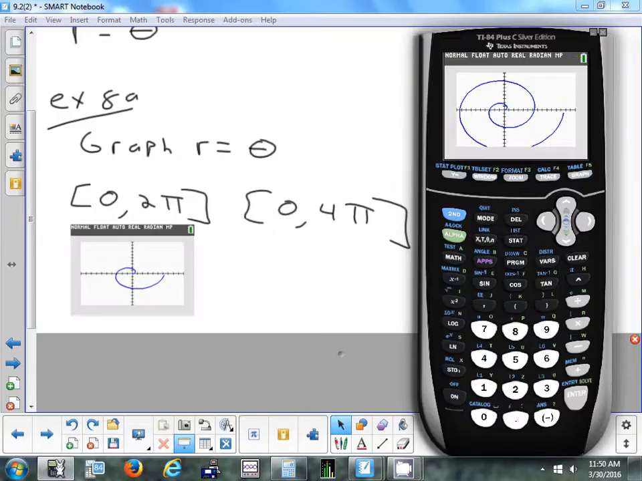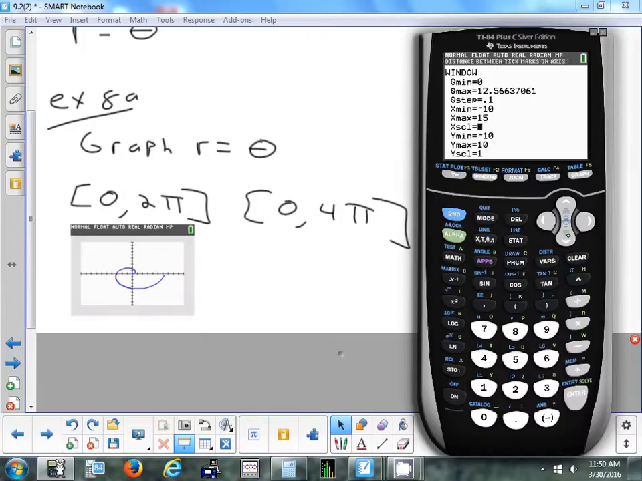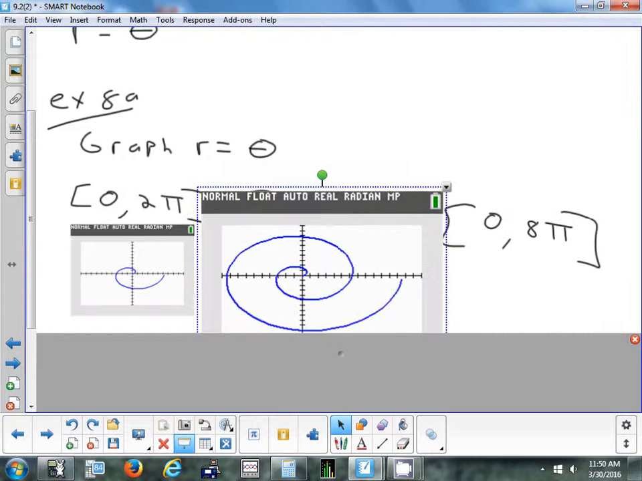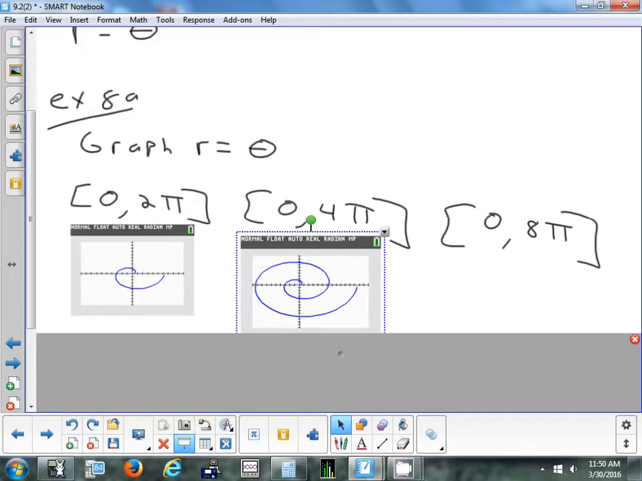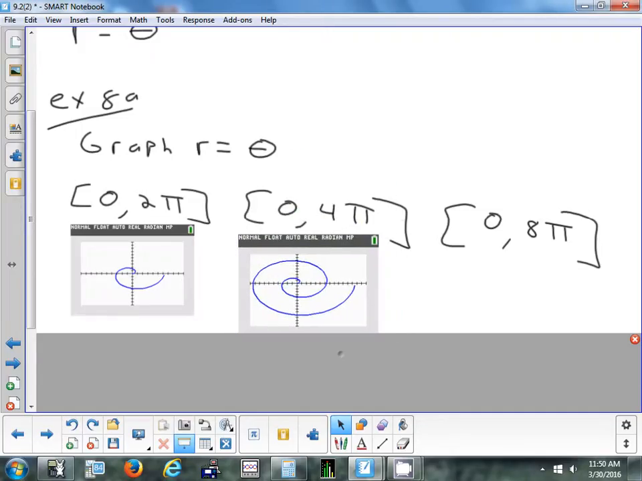Not quite. We have to make the y-max, y-min a little lower. But I know it can't go beyond negative 15. In fact, it won't even come close to the edge of the screen now. Okay, so there's 0 to 4 pi. And if I were to do 0 to 8 pi, what would happen there? It would go around 2 more times.